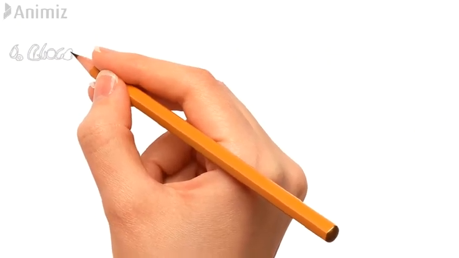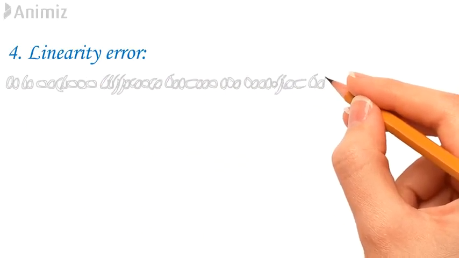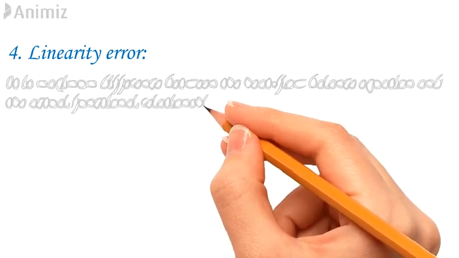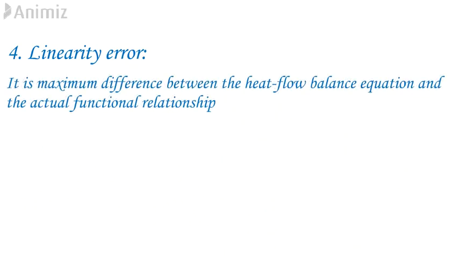Fourth, linearity error. Linearity error is the maximum difference between the heat flow balance equation and the actual functional relationship. In reality, perfect linearity can never be achieved. If linearity error originates from dependence of calibration constant on variables such as temperature or voltage, linearity error is avoided or reduced by defining the dependency through calibration. The amount of linearity error in a calorimeter that is not avoided by calibration should be specified by the manufacturer or the operator of the experiment based on experience.